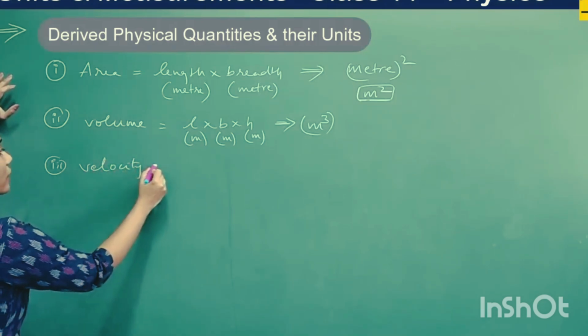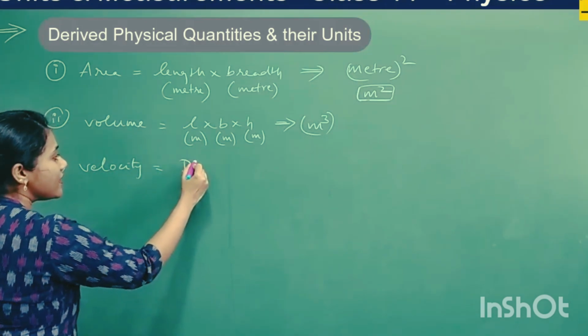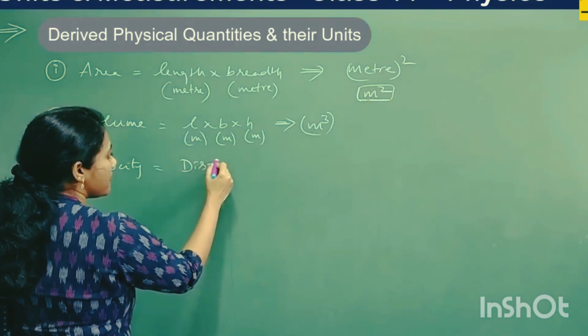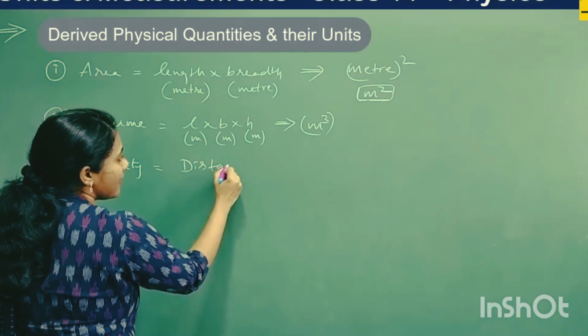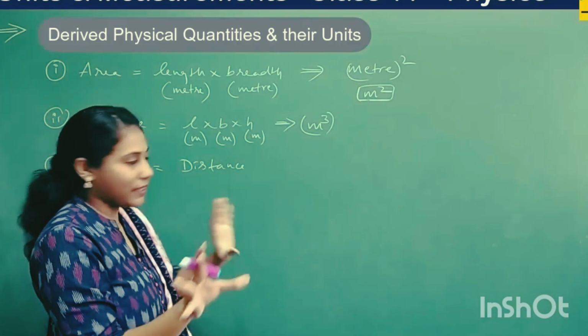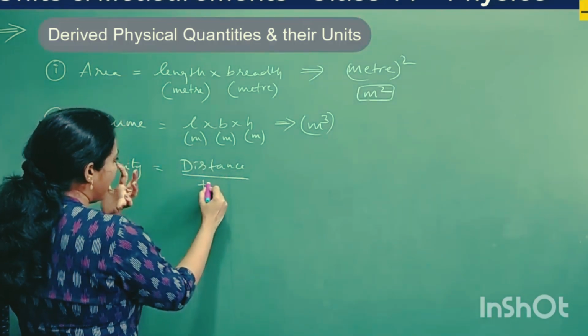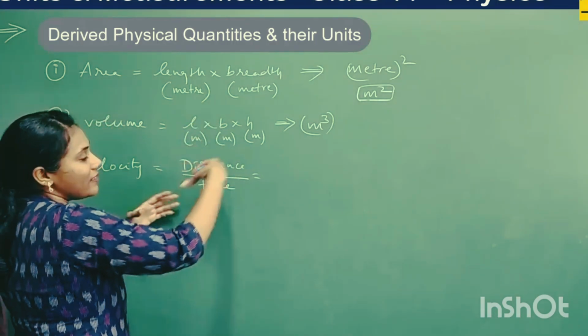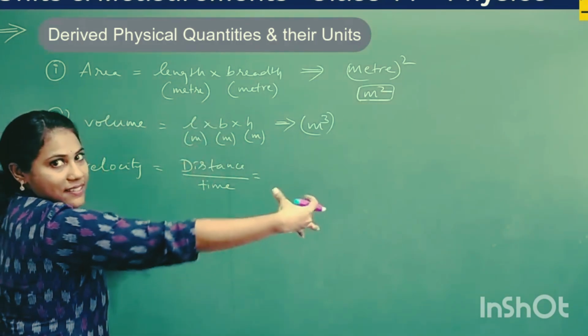Fine. And later, let me go for velocity. So what is the formula for velocity? Velocity is nothing but some displacement, or let me call it distance, traveled by a particle from point A to point B. So distance divided by time. Again, distance is a length that you measure.